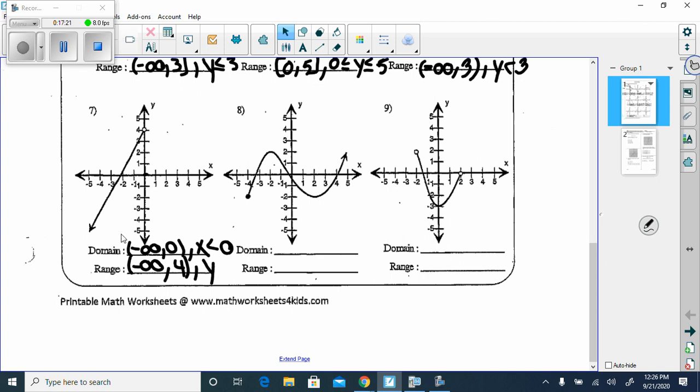And then my y. So after 4, is it getting bigger or smaller? After here, am I going up or down? Down. So y is less than 4.